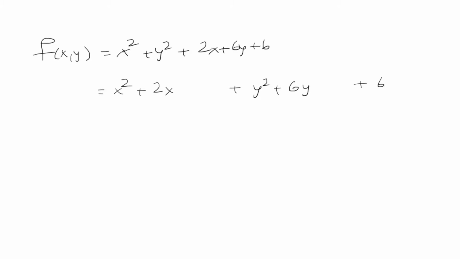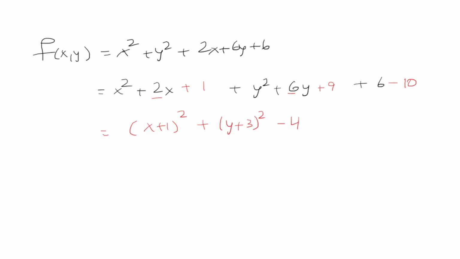Okay, next step, let's add the b over 2 squared. So in this case, take 2 divided by 2 and then square it. That's where we get 1. And then do the same thing with 6 here. Divided by 2 and square it is 9. But notice that we added 1 and 9, which is 10. So you have to take away 10. Okay, let's factor this out. We have x plus 1 quantity squared, y plus 3 quantity squared, minus 4.